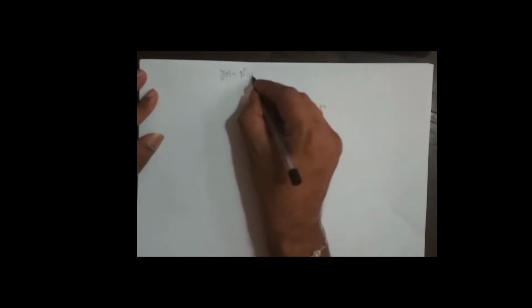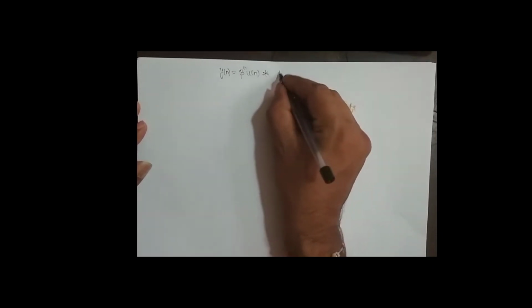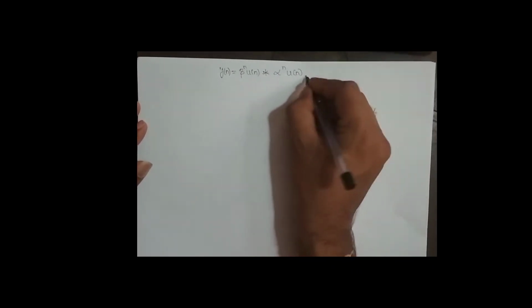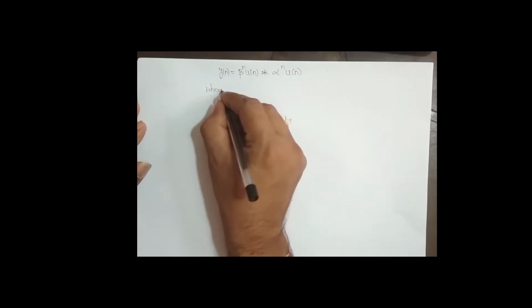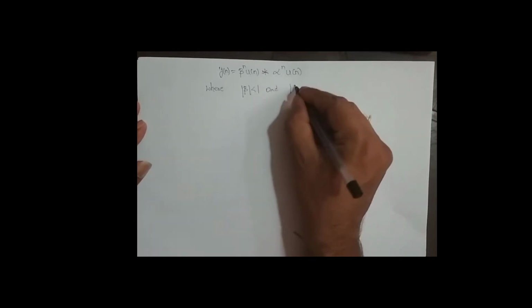Hey guys, we'll take up one more problem on convolution sum of an infinite length sequence. This time, we'll find the output y of n, which is beta to the power n u of n convolved with alpha to the power n u of n, where magnitude of beta is less than 1 and magnitude of alpha is less than 1.